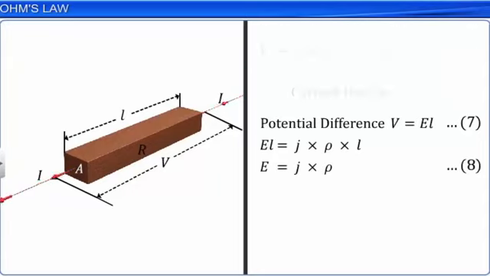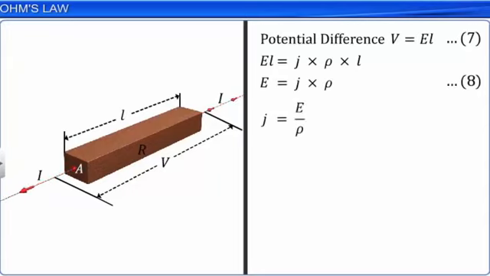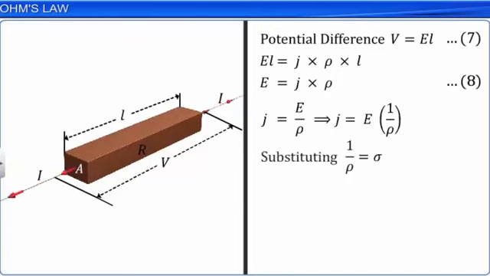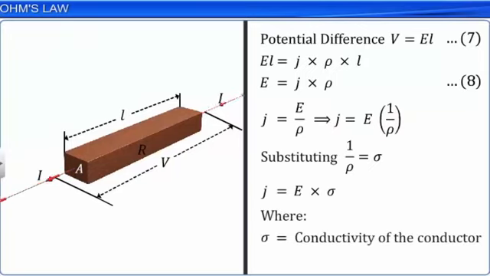The above equation can be written as J is equal to E into 1 by rho. Substituting 1 by rho is equal to sigma in the above equation, we get J is equal to E into sigma, where sigma is the conductivity of the conductor. This equation is the equivalent form of Ohm's law.